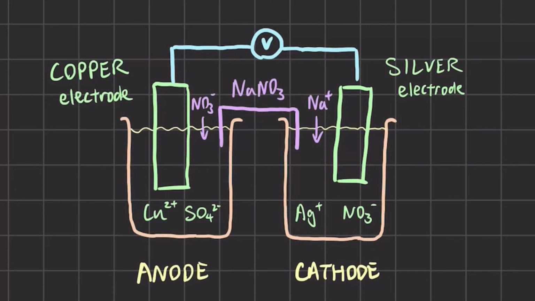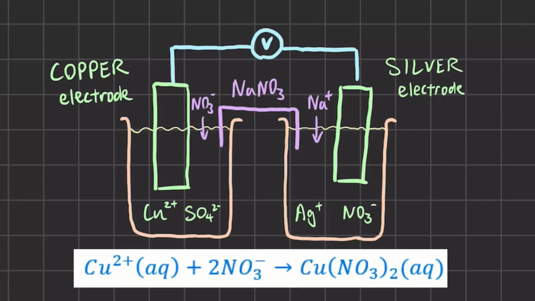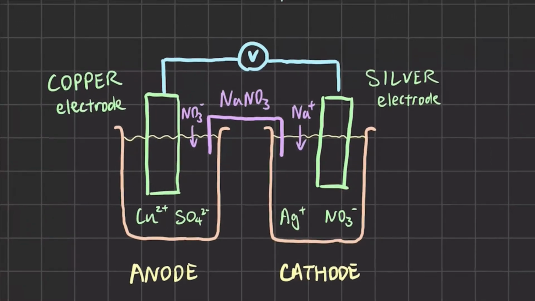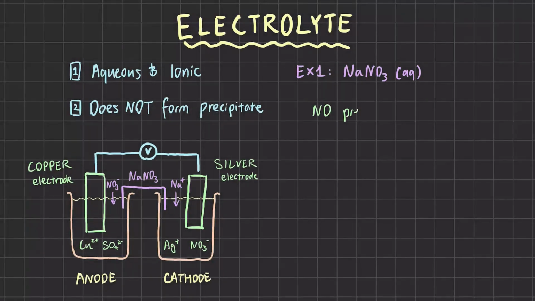On the other side, we have negative nitrate ions moving into the copper half cell. Again, it's not going to react with the negative sulfate ions because two negative charges repel. However, it is going to react with our positive copper 2+, and copper 2+ and nitrate will form copper nitrate. But using our SNAP rule, we know that anything containing nitrate is soluble, so this is not a precipitate either. Therefore, since no precipitate is formed, sodium nitrate is definitely something we can use in our salt bridge as the electrolyte.